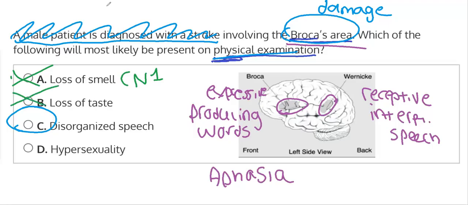And then hypersexuality could be linked to a bunch of different reasons. It could be side effects of certain medications, or some different sorts of psychiatric mental health conditions could potentially lead to that, but not the Broca's area. This is what we're focusing on in terms of speech, so we can eliminate option D as well. So option C, disorganized speech, would be the answer of what we'll see in physical exam with damage to the Broca's area.